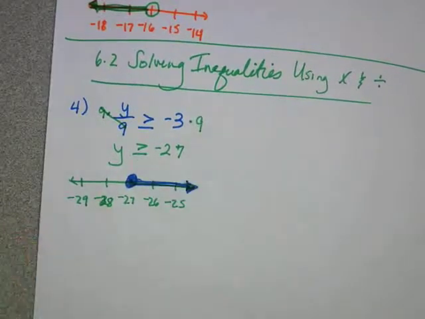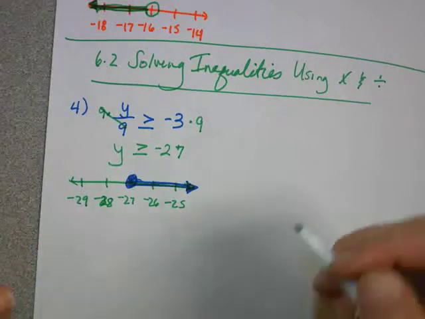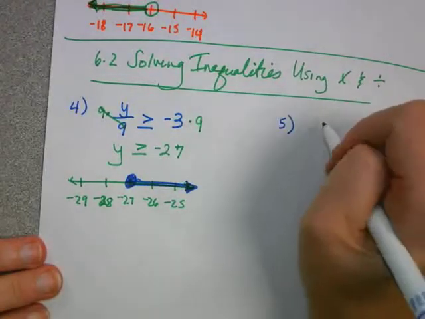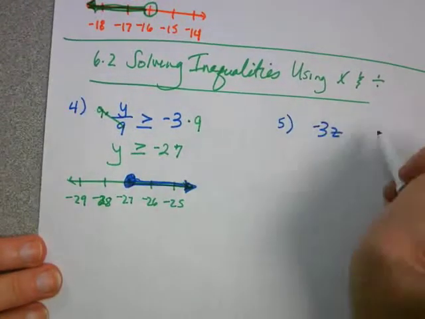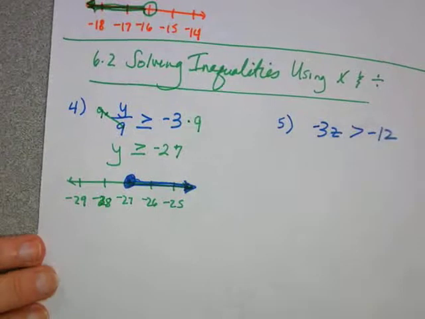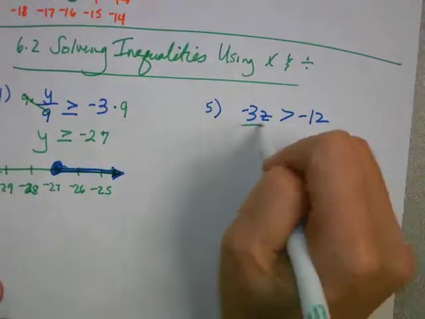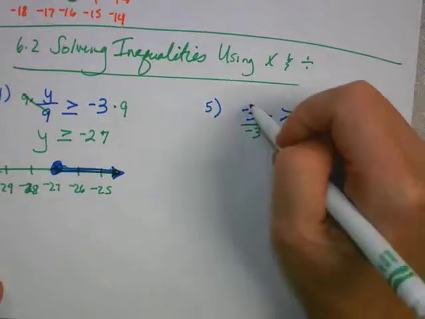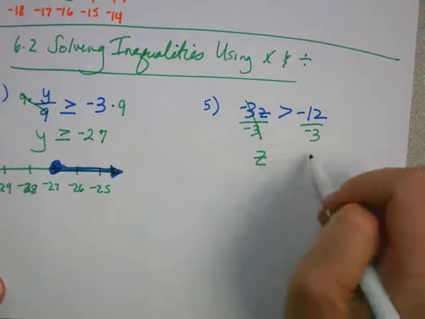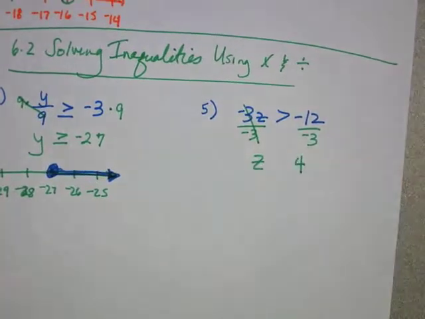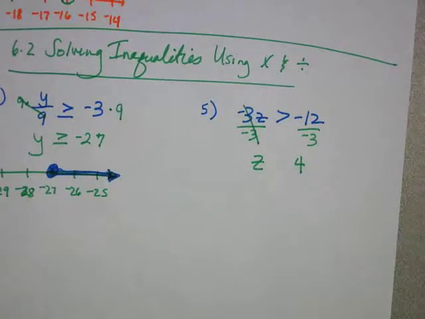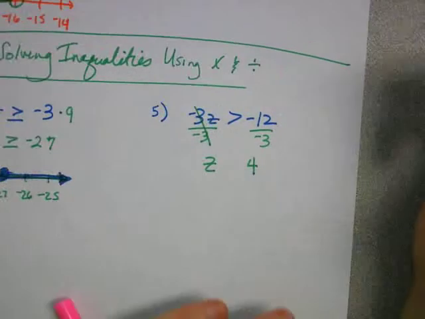Let's do one using division now. So we're going to do number 5. So it's negative 3z is greater than negative 12. So if this was an equal sign, you would divide both sides by negative 3. Those cancel, and I'm left with z and 4. And here's the deal. If you multiply or divide by a negative, you have to flip the sign because you've changed the problem.